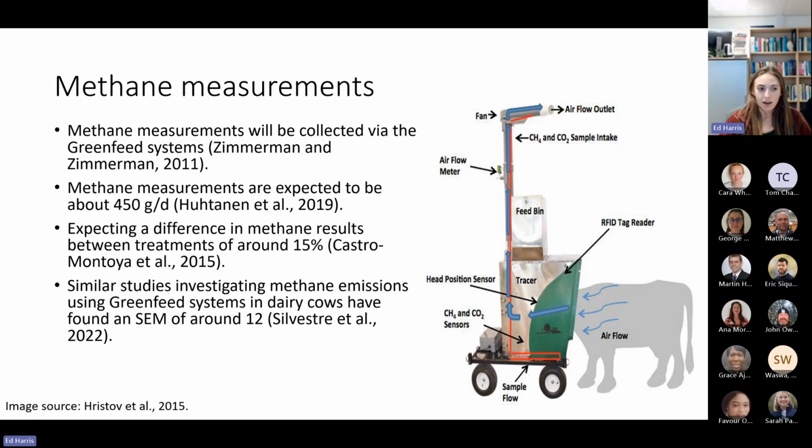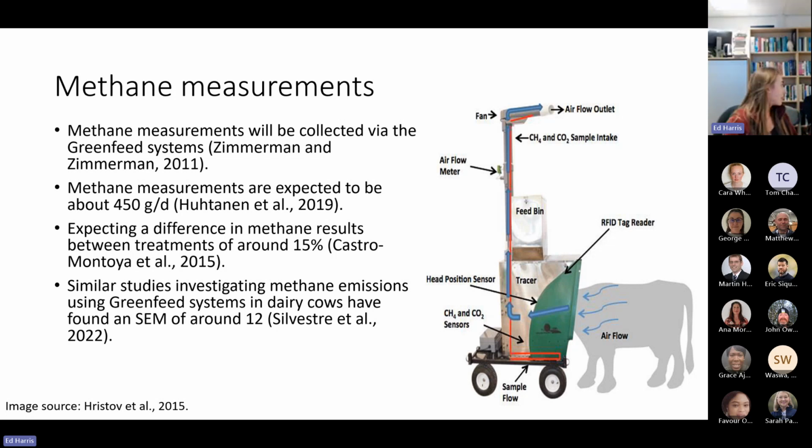Looking at the literature, we're expecting the methane measurements to be about 450 grams per day. They do vary, but that appears to be the average for a dairy cow in the UK. We're expecting a difference in methane results between the treatments of up to 15%, say between 10 and 15, but 15 is the highest difference we're expecting. Having looked at similar studies investigating methane emissions using the GreenFeed systems with dairy cows, they usually find an SEM of around 12.